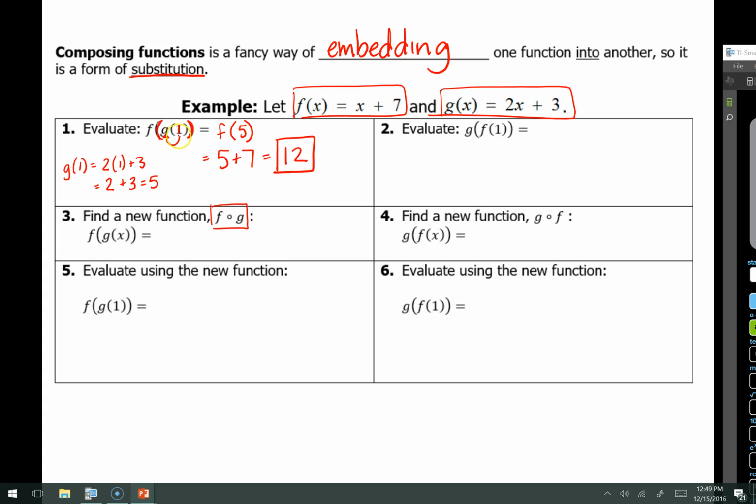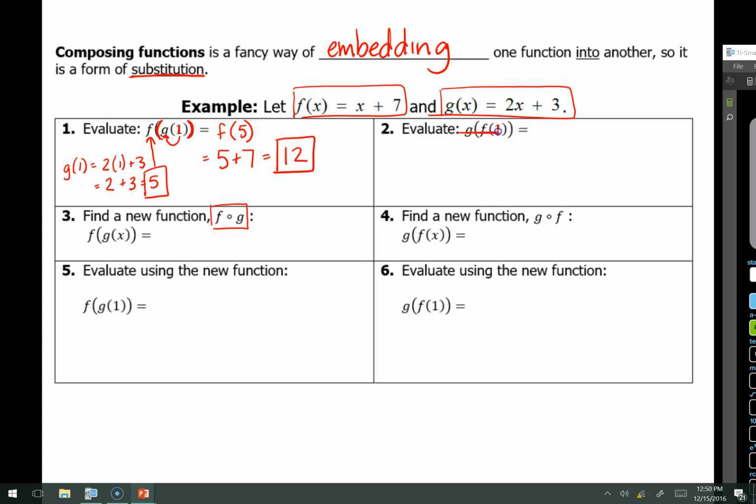I take the value that I'm evaluating, I plug it into the function on the inside of the embedment, and then I take that number, that was 5 in our case, and I plug it in and evaluate at the outside function. Let's do one more of these. Let's this time do the reverse of what we just did. Let's do g of f of 1.